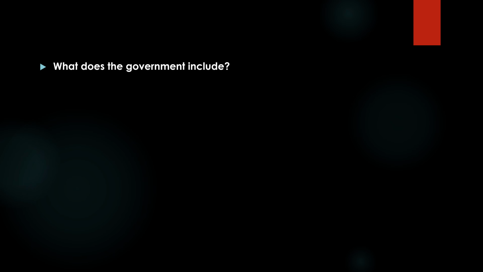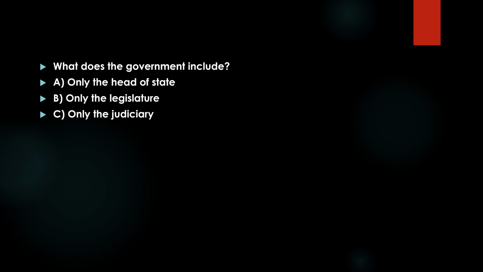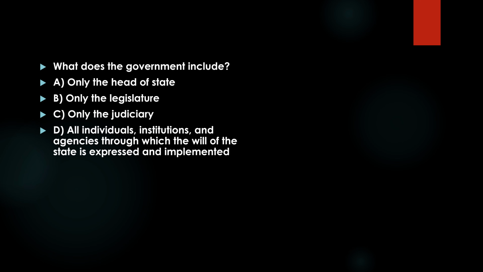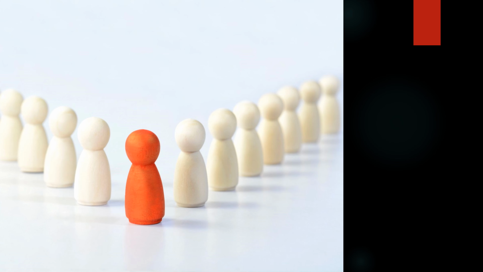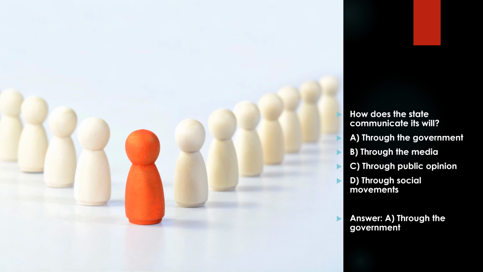What does the government include? Only the head of state, only the legislature, only the judiciary, all individuals, institutions and agencies through which the will of the state is expressed and implemented. Answer D, all individuals, institutions and agencies through which the will of the state is expressed and implemented. How does a state communicate its will? Through the government, through the media, through public opinion, through social movements. Answer A, through the government.